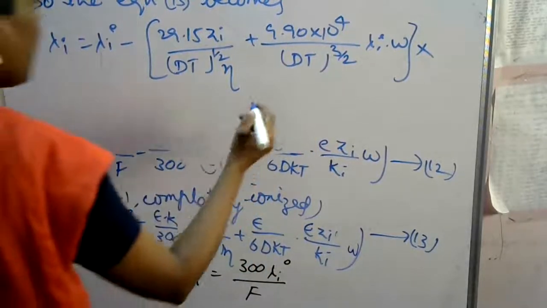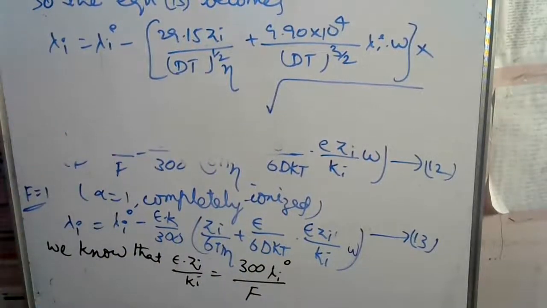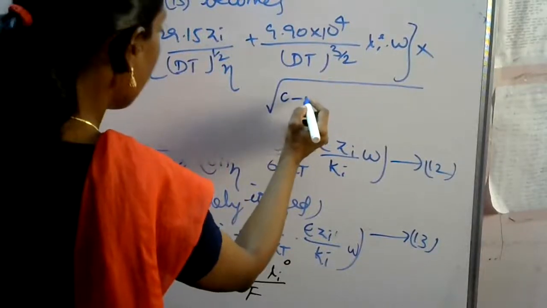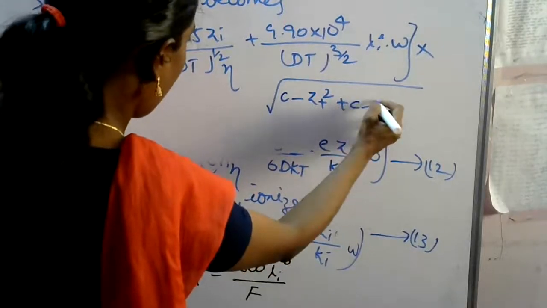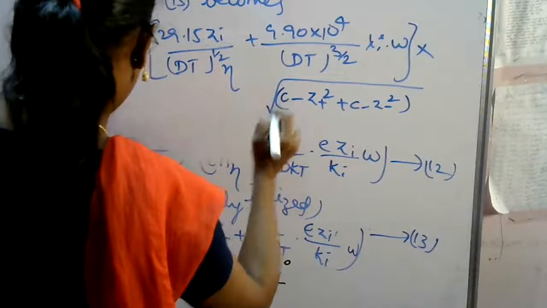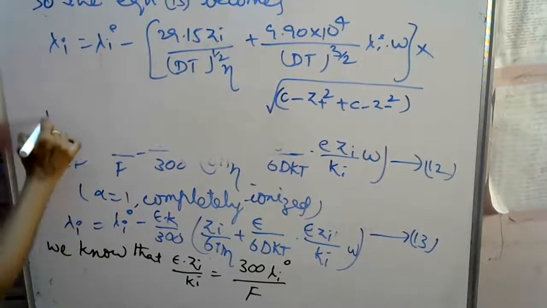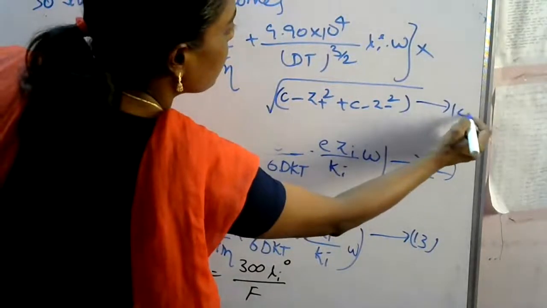Continuation, so root of, we have to write the concentration as well as ionic charges: C plus Z plus square plus C minus Z minus square. Okay, but this is equation 14.